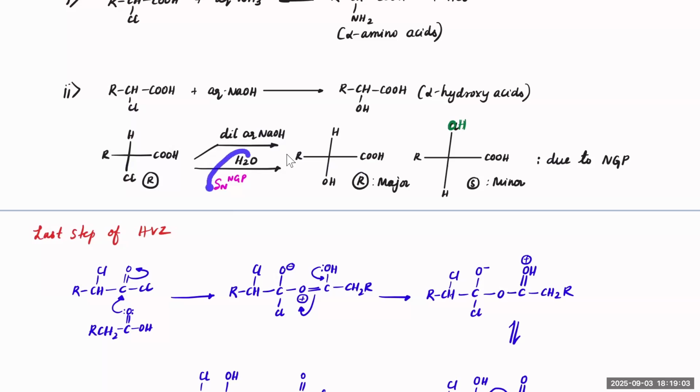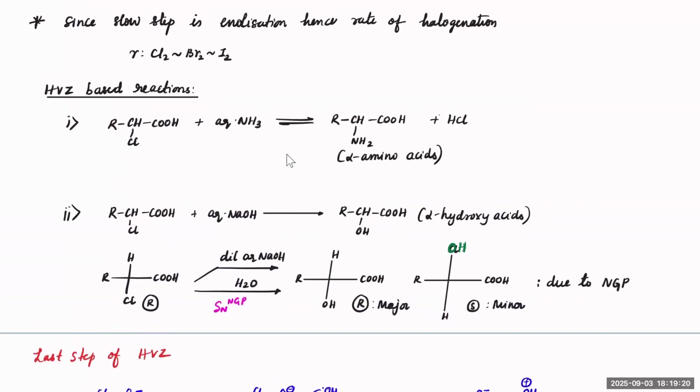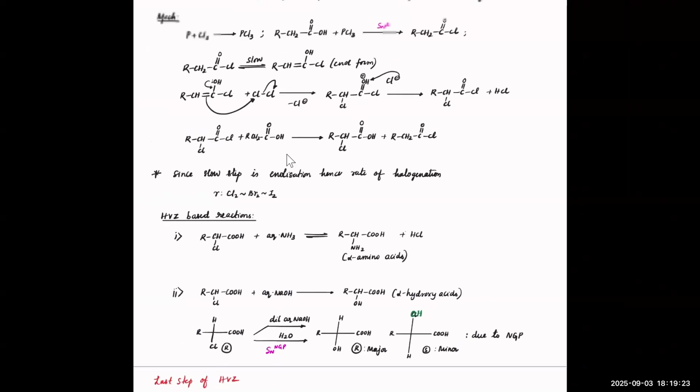So if you have it in H2O, definitely it is going to give you the major product as retention. And if you use dilute aqueous NaOH only, then you will get the major product as S configured. Okay, that is the final product in this case. Clear? So please go through the application quickly.